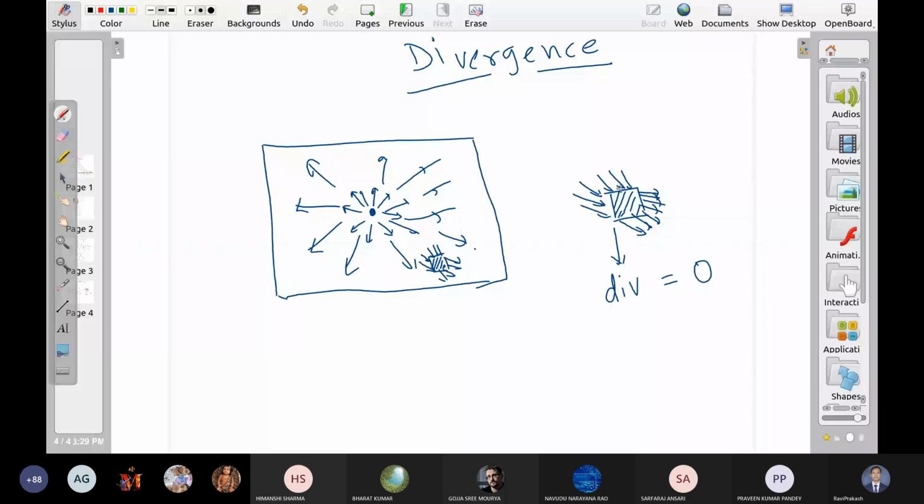What about at this point? Let us say we take a small area which contains the water source. Now, how much water is flowing in? How much water is coming in here? Nothing. Flowing out?